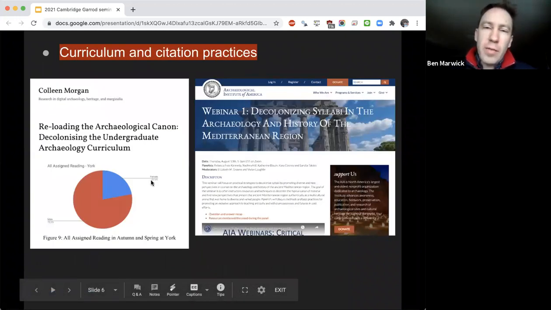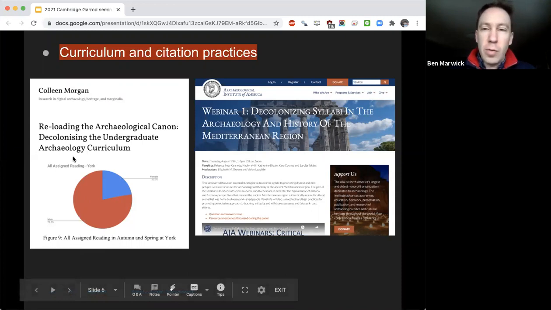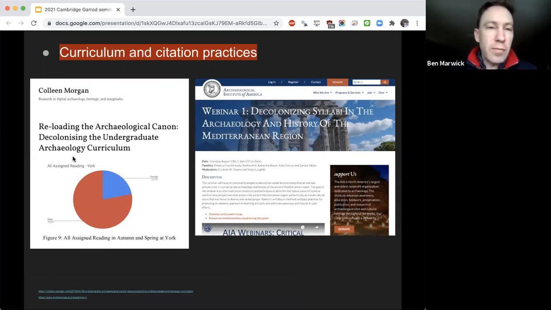Curriculum and citation practices, this is far more pragmatic, I think, and easier for many people to accomplish. There's a nice blog post by Colleen Morgan, who did an analysis of her own curriculum and syllabi to see, for example, what's the ratio of, in this plot here, she shows male and female authors of readings on the syllabus, of the things that she asks her students to read. And further down in the post, she talks about also the ethnicity of the authors and the geographic location. And she points out that it's very geographically concentrated in the global north and west. And so there are very few authors from Africa and South America and Asia and so on.